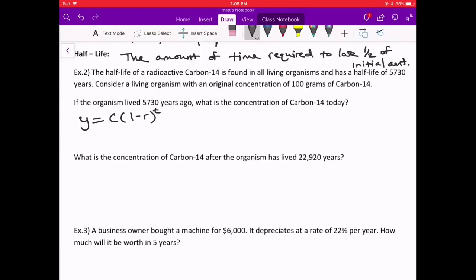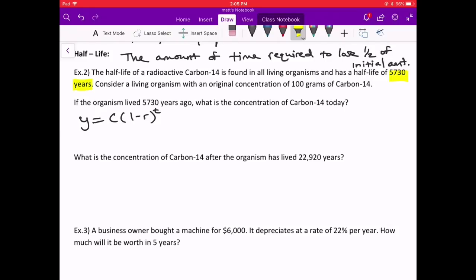So my approach here is a little bit different. If the organism lived 5,730 years ago, what is the concentration of carbon today? So I'm trying to figure out what the amount of carbon that's left after 5,730 years. All right, so an important piece of information that we need to pick up is located in this problem. So the half-life of these living organisms is 5,730 years.